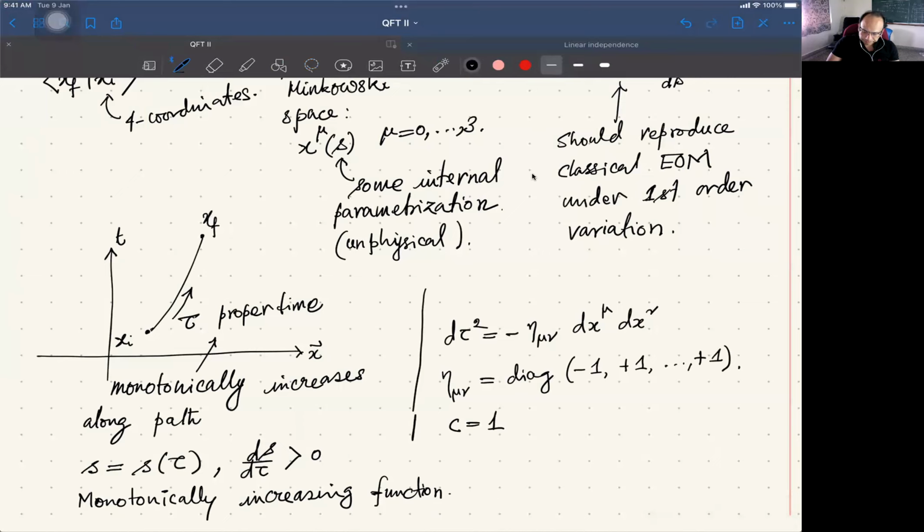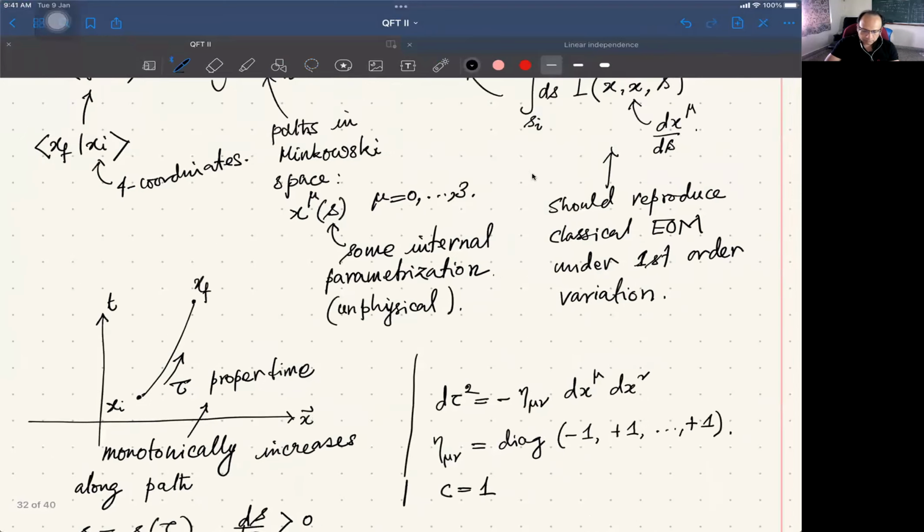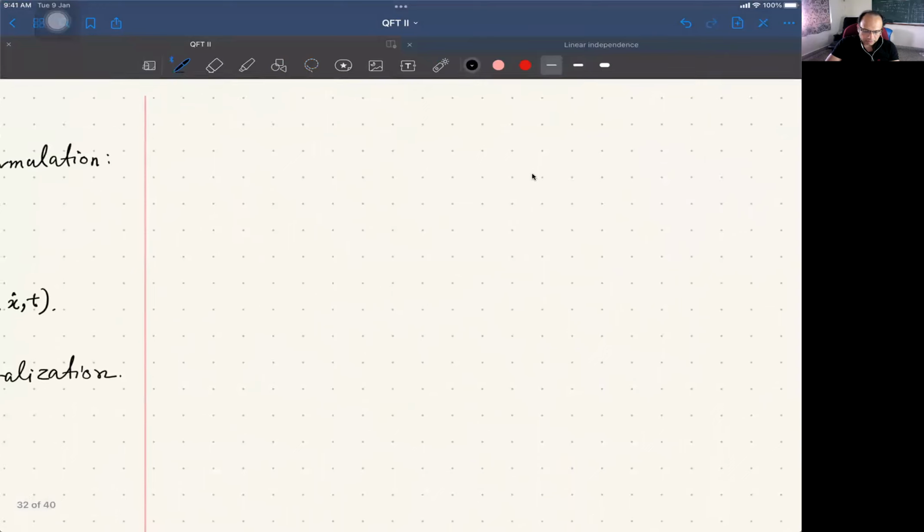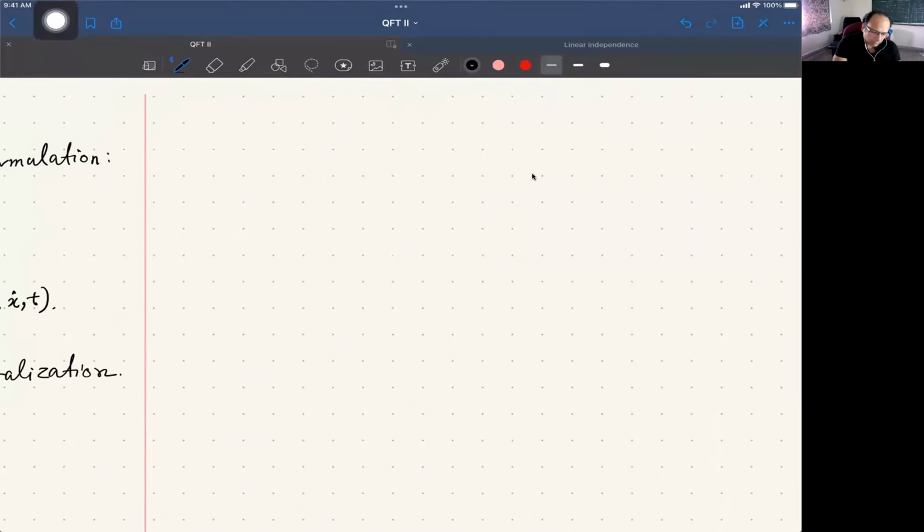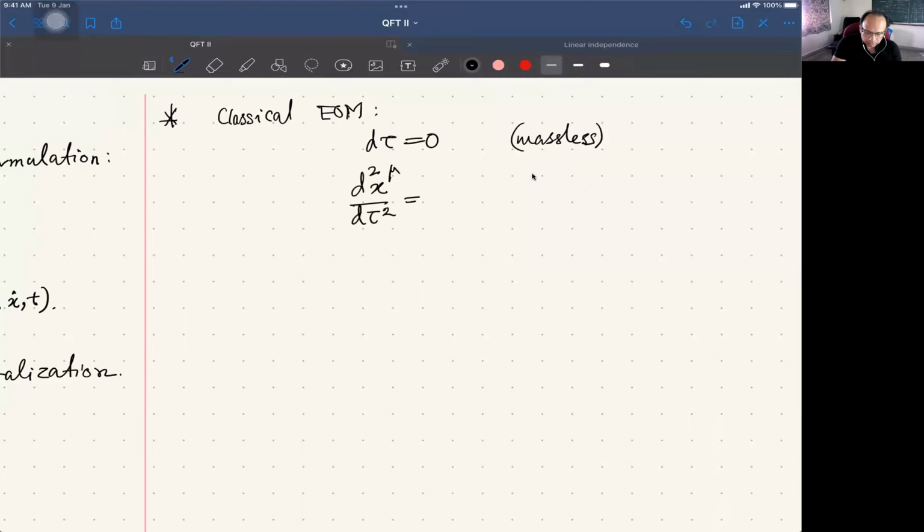Excellent. Now, it remains to find out what action one should use. So let us look at the classical equations of motion. These are given by d tau equal to 0, which is the massless case, and d2 x mu d tau 2 equal to 0, which is the massive case. Okay.